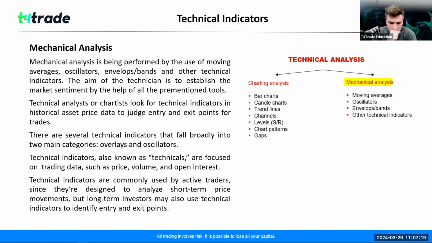And the aim of the technician is to establish the market sentiment with the help of all these tools, and there's plenty. So technical analysts or chartists, that's what people call them these days, look for technical indicators in historical asset price data to judge entry and exit points. That's what we do in technical analysis.